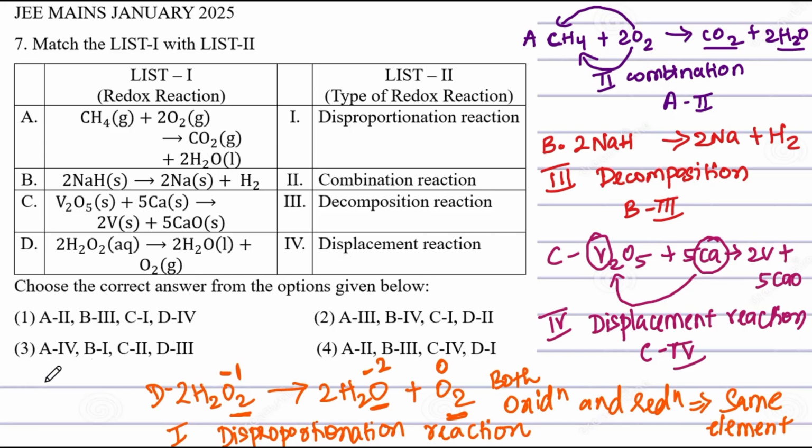So now let us write the options. For A it is 2, for B it is 3, for C it is 4, and for D it is 1. So the correct option is A2, B3, C4, D1. So let me erase this. So the correct option is option 4. So I hope you understood this question.